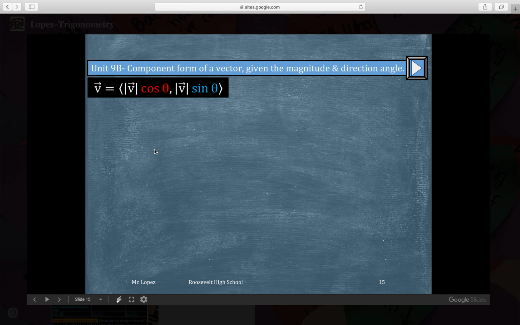Component form of a vector given the magnitude and direction angle of that vector. All you need to remember is this formula here. The vector will have an x component, where you find the magnitude of the vector times the cosine of the given angle, and to find the y component you multiply the magnitude by the sine of that given angle.